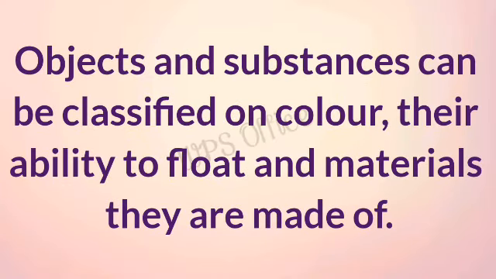Also note that objects and substances can be classified based on color, their ability to float, and the materials they are made of. So objects can be classified into these various parts with their color, the way they can float or sink in water, and the materials they are made of.